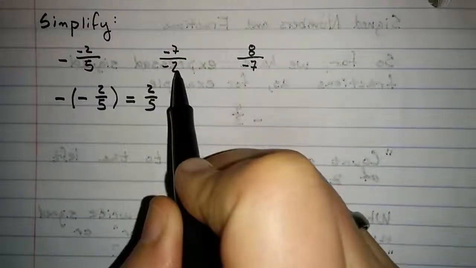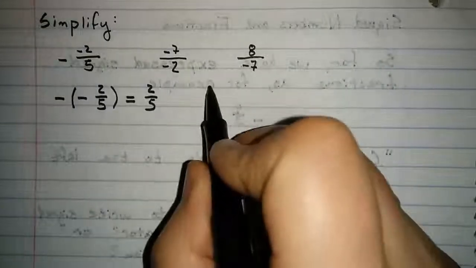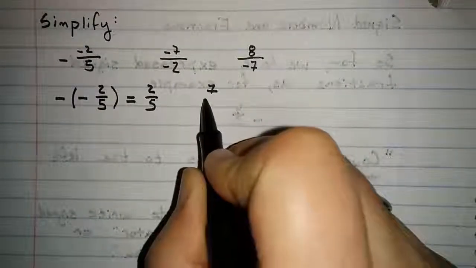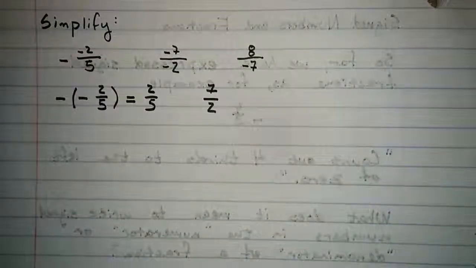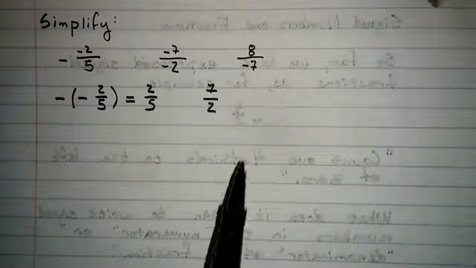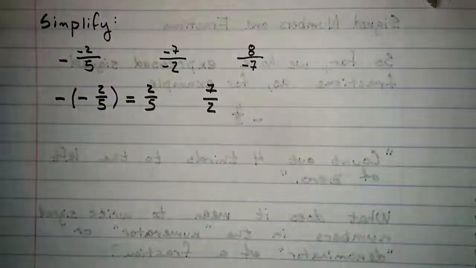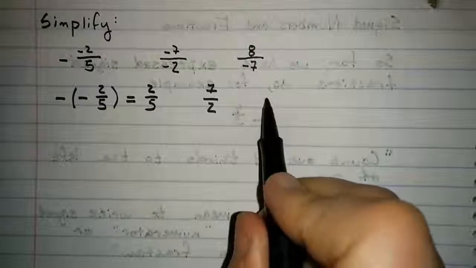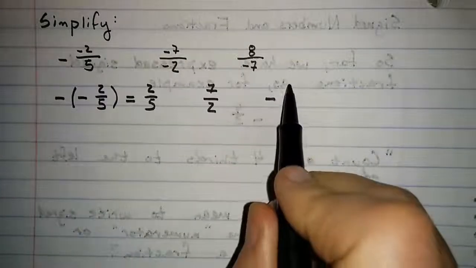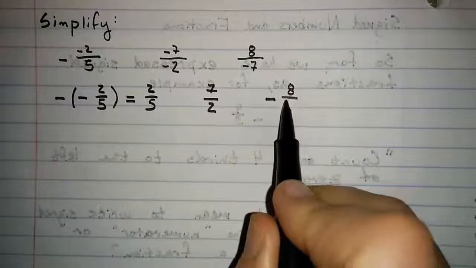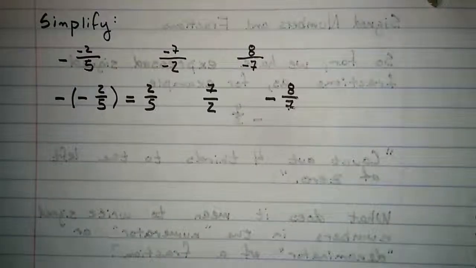Negative 7 divided by negative 2 is going to be positive. So we'll get positive 7 over positive 2. 8 divided by negative 7 is going to be negative. So this is going to be negative 8/7. And that's really all there is to this.